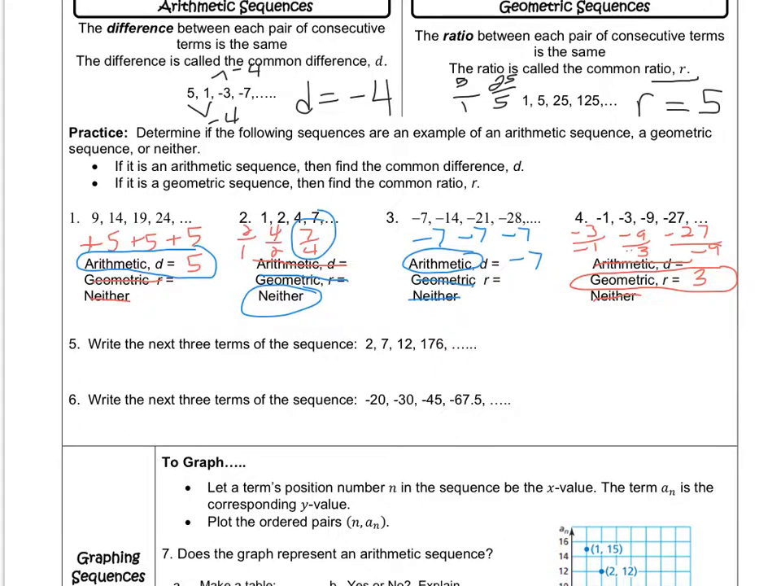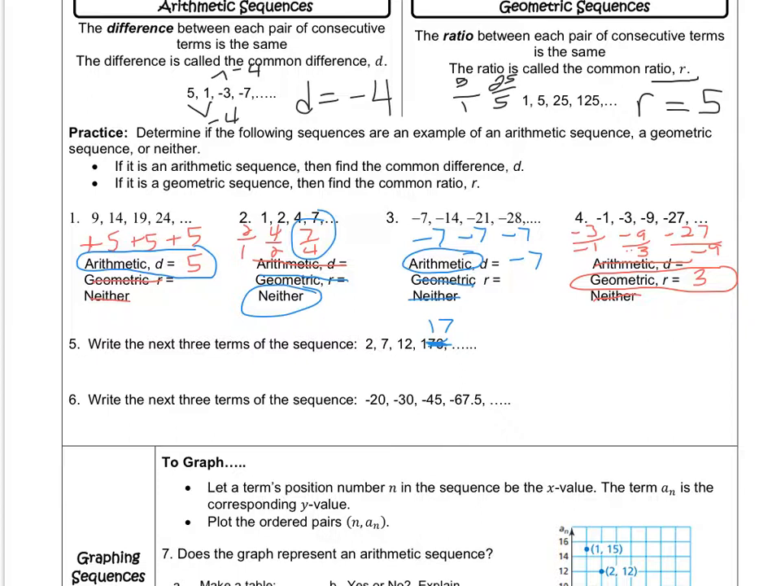Okay, so on number 5, you need to determine what kind of sequence you have and then write the next 3 terms. And then on number 6, you also need to determine what kind of sequence you have and write the next 3 terms. On number 5, that is only supposed to be a 17, not a 176. So before you pause your video to do this, we need to just go ahead and change that to a 17 so that you will be able to figure it out.